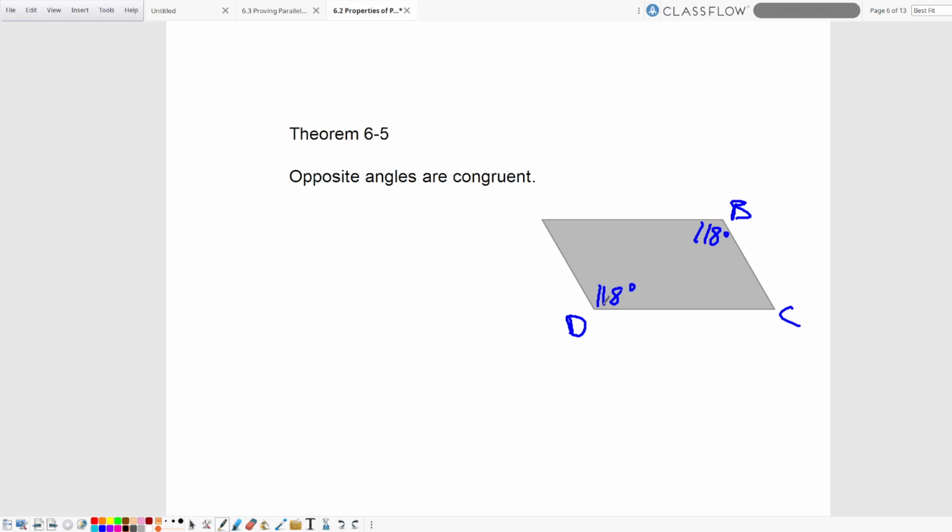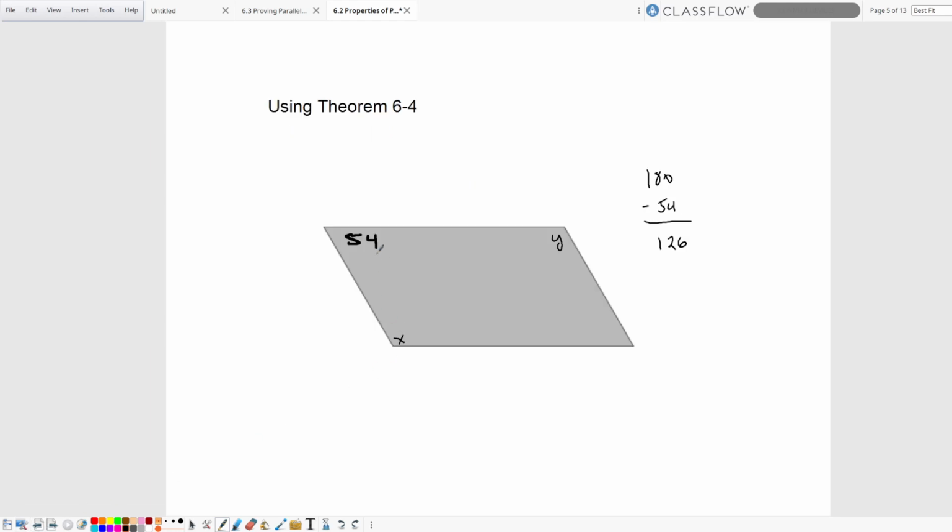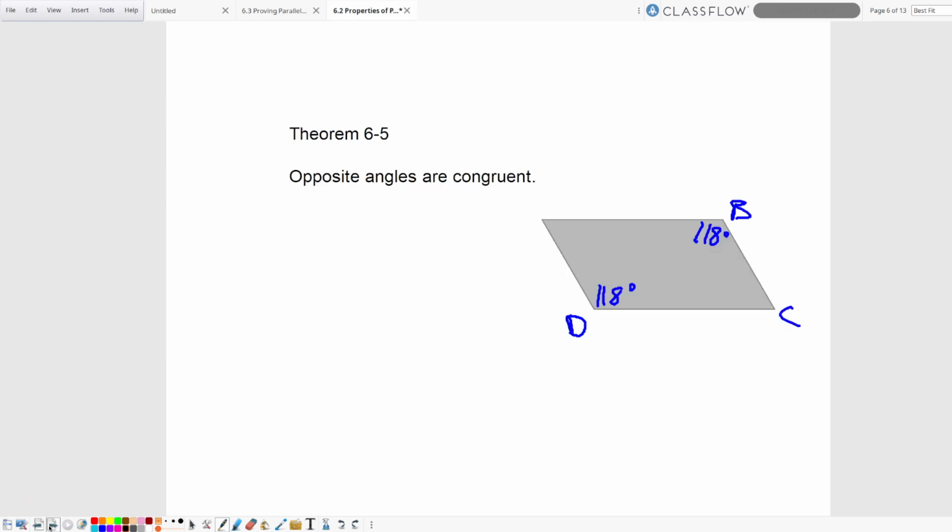We also have that opposite angles are going to be congruent to each other. So angles that are across from each other are going to be the same. So in this example, B and D are across from each other. They are opposite, which means that they have to be the same. If we go back to the previous example that I just did, in which we were trying to find out what x and y were, we had this angle is 54, and then x and y were both 126. So even in this example where we were trying to figure out angles that are consecutive, we still end up getting opposite angles are going to be congruent to each other.